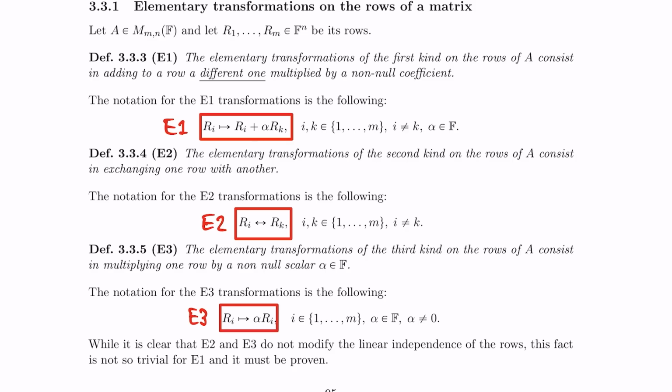We have finished lesson 8 with the introduction of the three elementary transformations on the rows of a matrix. Since they will play a fundamental role in this lesson, let's recap them. The elementary transformations E1 consist in replacing a row with that row plus a coefficient times another row. The elementary transformations E2 consist simply in the swapping of the position between two rows. And finally, the elementary transformations E3 consist simply in replacing a row by that row multiplied by a non-null scalar.